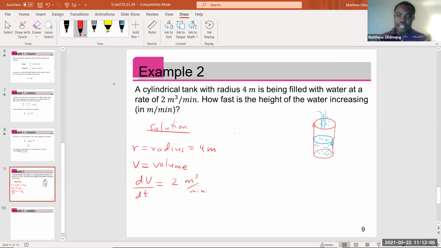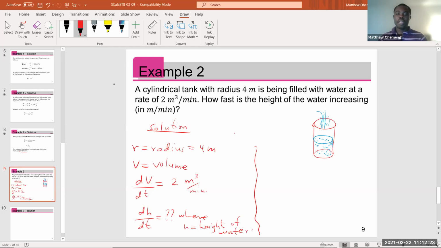How fast is the height of the water increasing in meters per minute? How fast is the height? That means the question is asking for dH over dt. I'm letting H be my height, the height of water. Okay, so I have this.